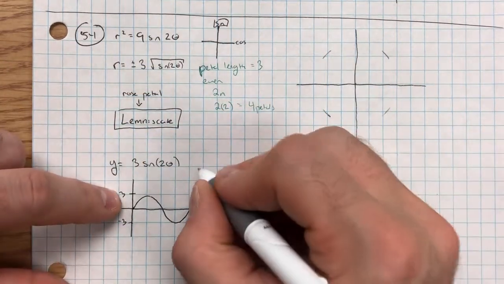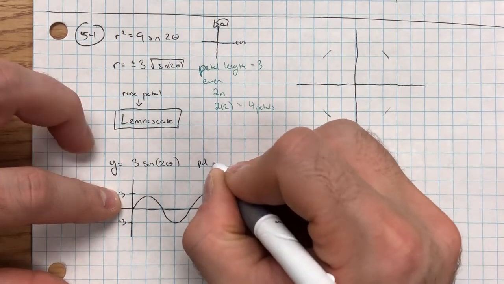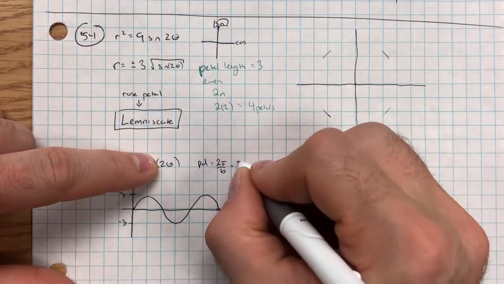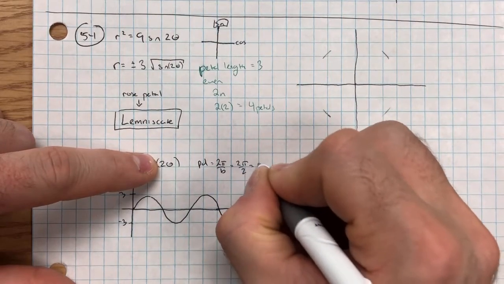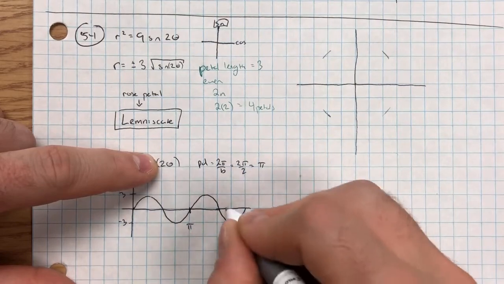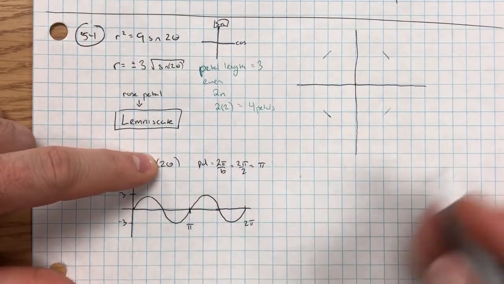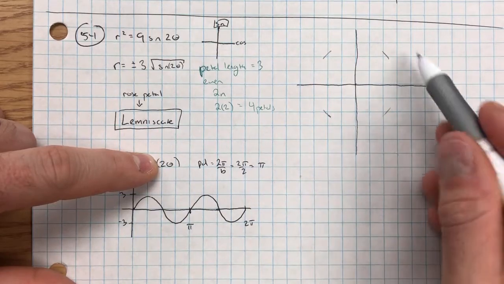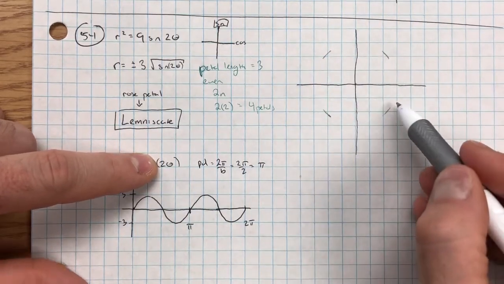We also know that the period is going to be 2 pi divided by b, which is 2 pi divided by 2, which is just pi. So I know the period right here is going to be by pi, so over here is going to be by 2 pi. So right here are all the values that we're going to see in this entire graph, because remember we go to pi and then back to 2 pi.